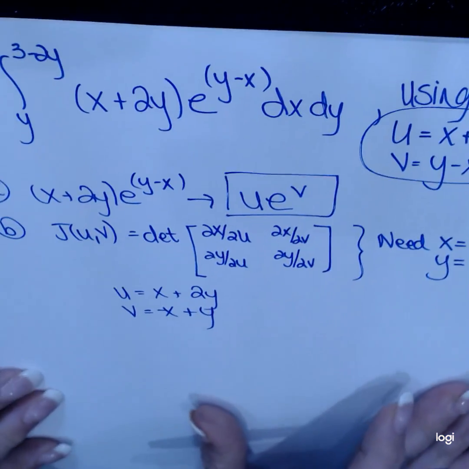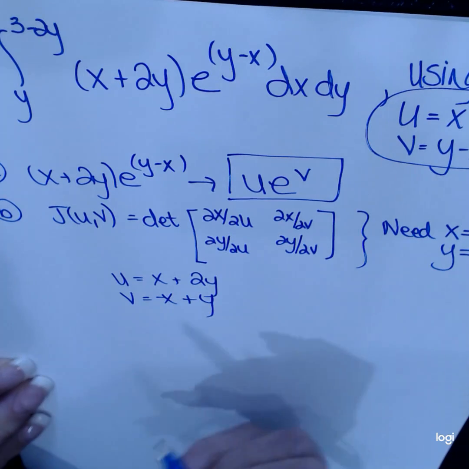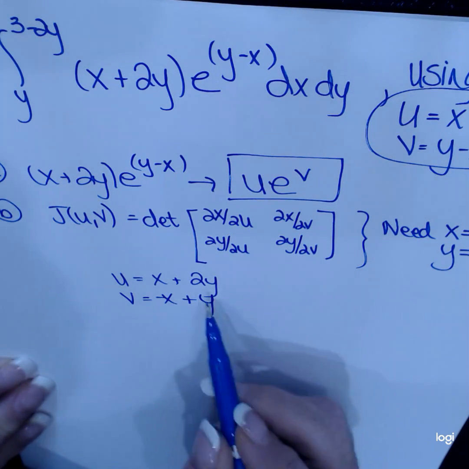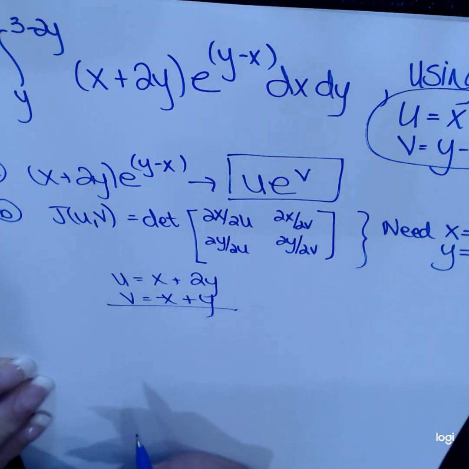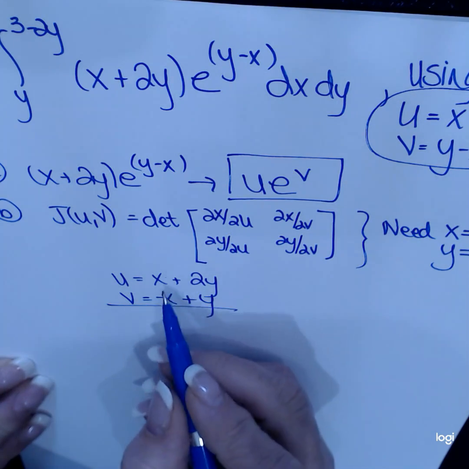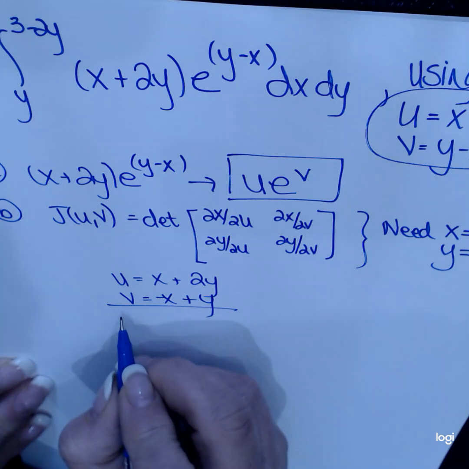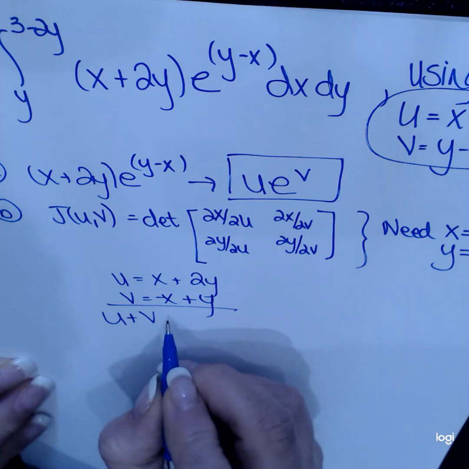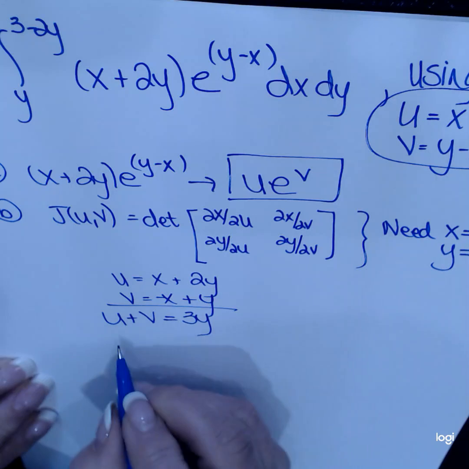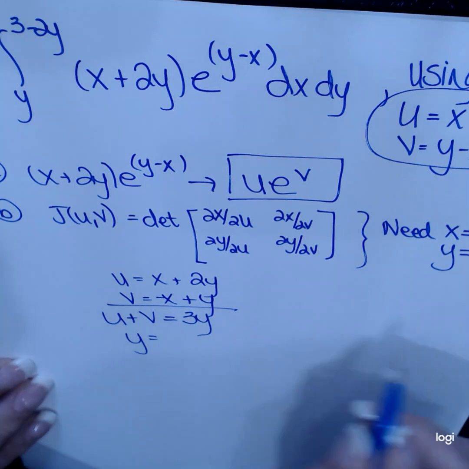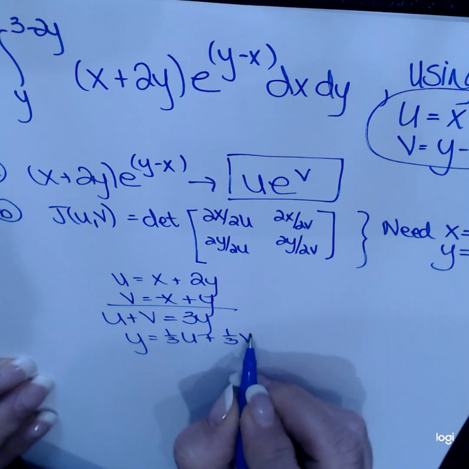Now to do that, we have several options. We can just do a substitution where I solve one of them for one of the variables and put it in the other. Or in this case, it lends itself quite nicely to just a simple elimination. If I go ahead and add these just like they are, I see that the x disappears and I get u plus v will be equal to 3y. So then y is going to be equal to, multiplying through by 1/3, 1/3 u plus 1/3 v.